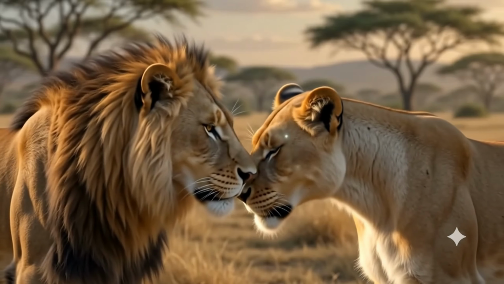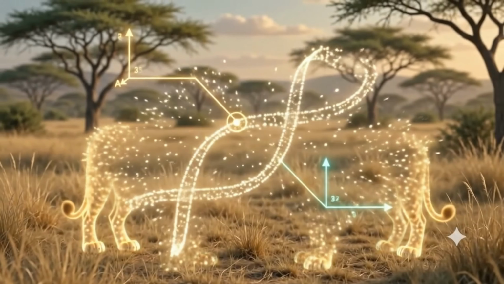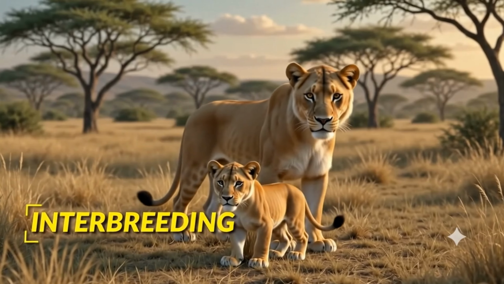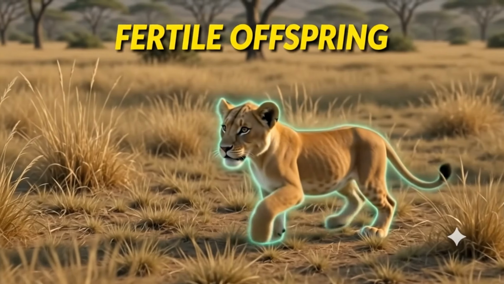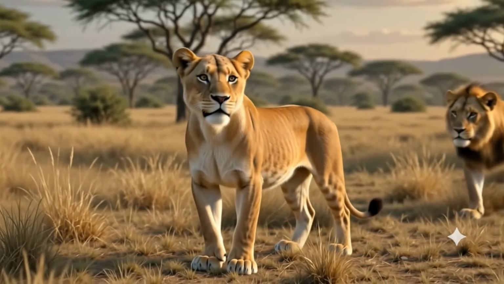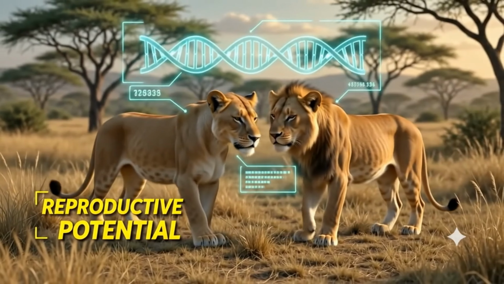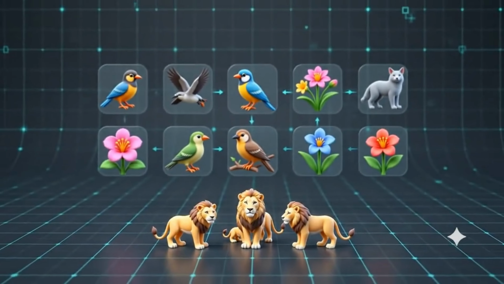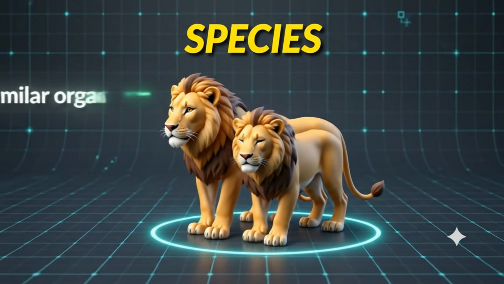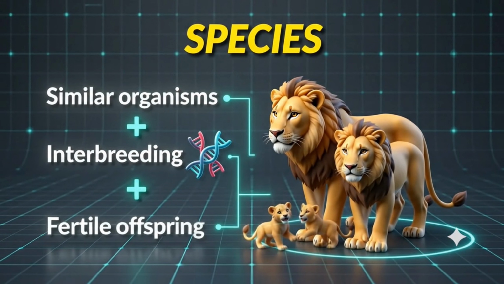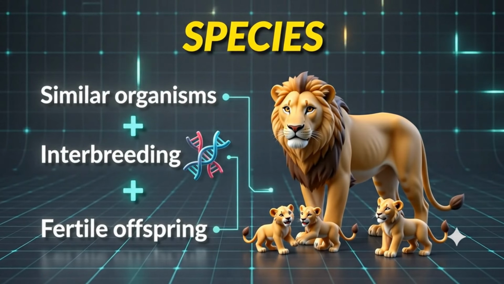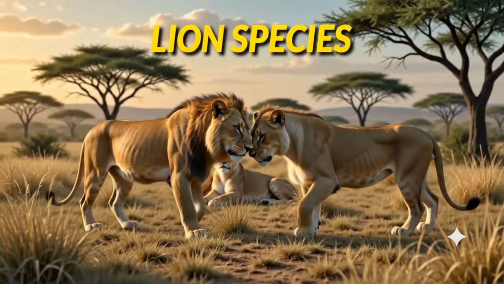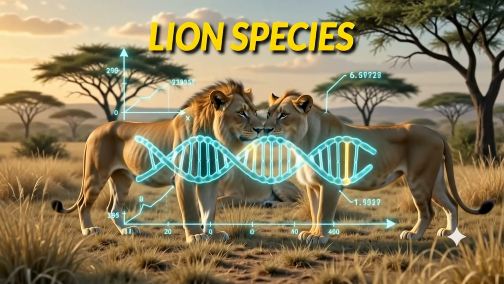Under natural conditions, members of the same species can interbreed and produce offspring. An important idea is that their offspring are generally fertile and can reproduce further. Thus, a species can be understood as a group of similar organisms capable of interbreeding and producing fertile offspring under natural conditions. For example, individuals of the lion species can naturally interbreed and produce fertile offspring.